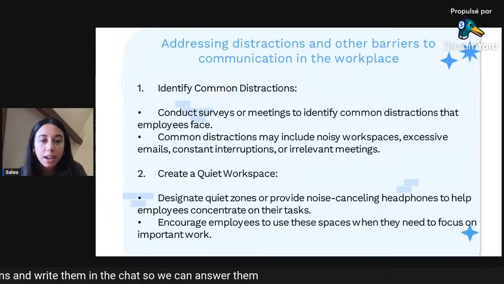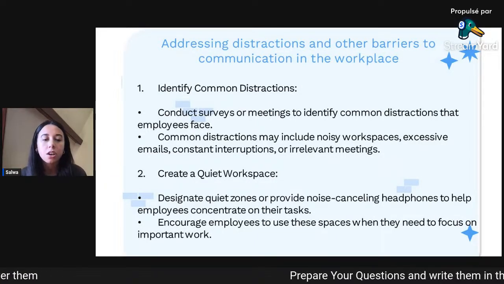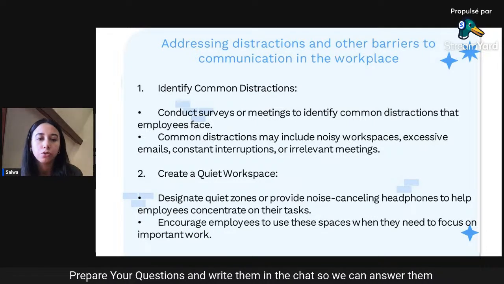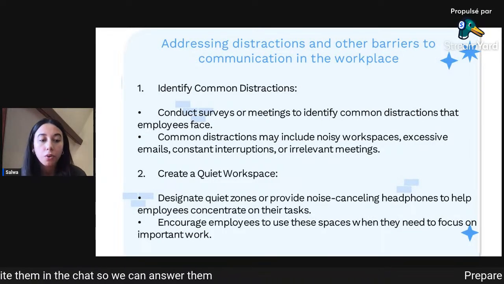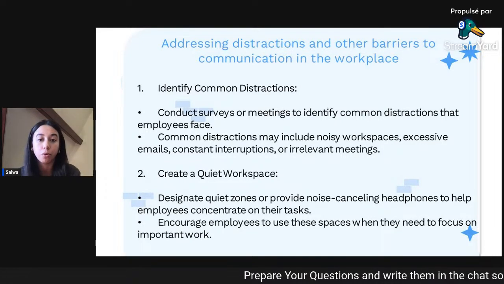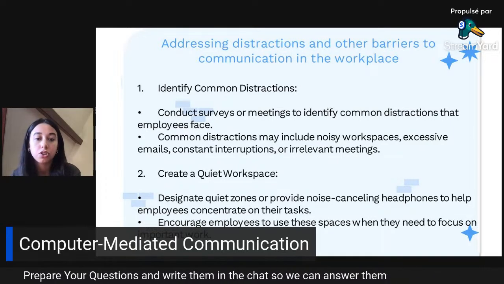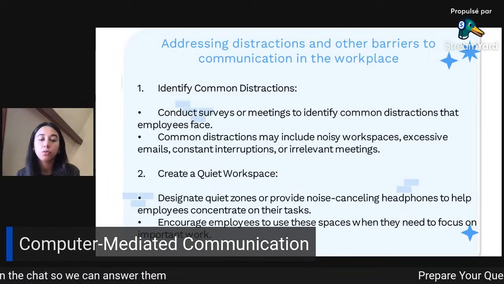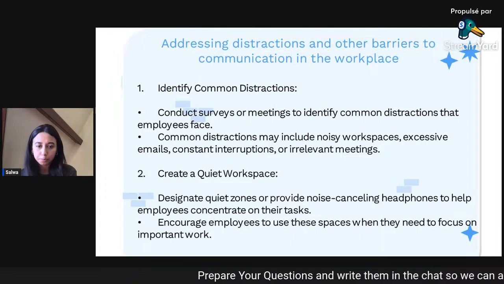Next. Okay, now we're going to address distractions and other barriers to communication in the workplace. There are two types of distractions and barriers, and two ways we can address them. First of all, we need to identify common distractions. When we're in a workplace or in a professional context, we need to conduct surveys, for example, of our employees or our colleagues in order to identify common distractions that we face. Common distractions may include, for example, noisy workplaces, excessive emails, or constant interruptions.